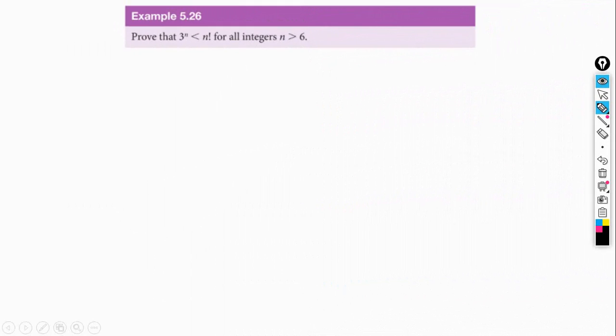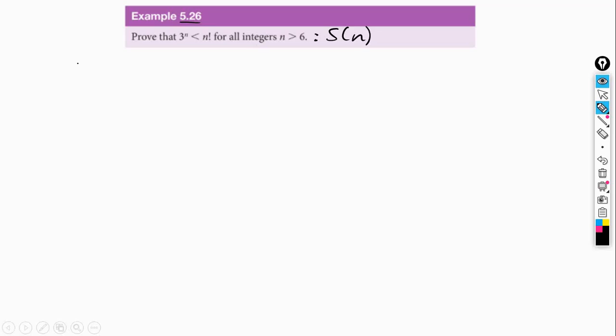Now we're going to do example 5.26, and it says, prove that 3 to the n is less than n factorial for all integers n greater than 6. So this would be our statement. We need to always have that clear.